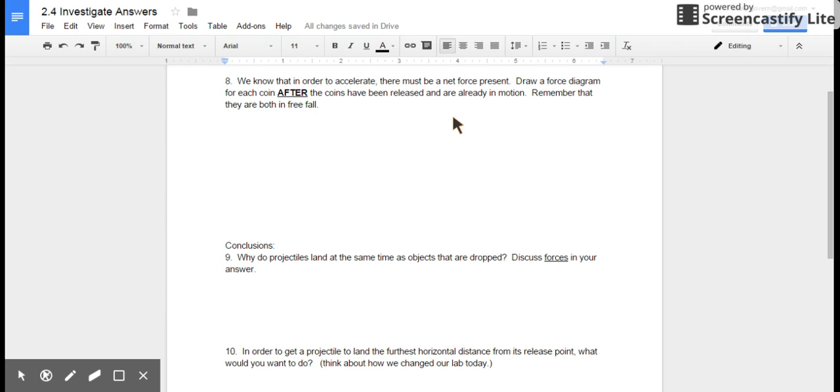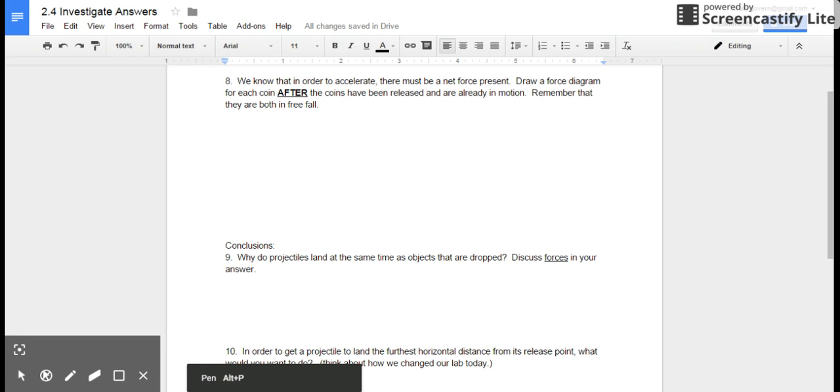Hi guys, we are going to start by going over numbers 8 through 10 on the 2.4 investigate. I've copied them into a Google Doc so that I can draw on here and go through how to do them. So number 8 says, we know that in order to accelerate, there must be a net force present. Draw a force diagram for each coin after the coins have been released and are already in motion. Remember that they're both in free fall.